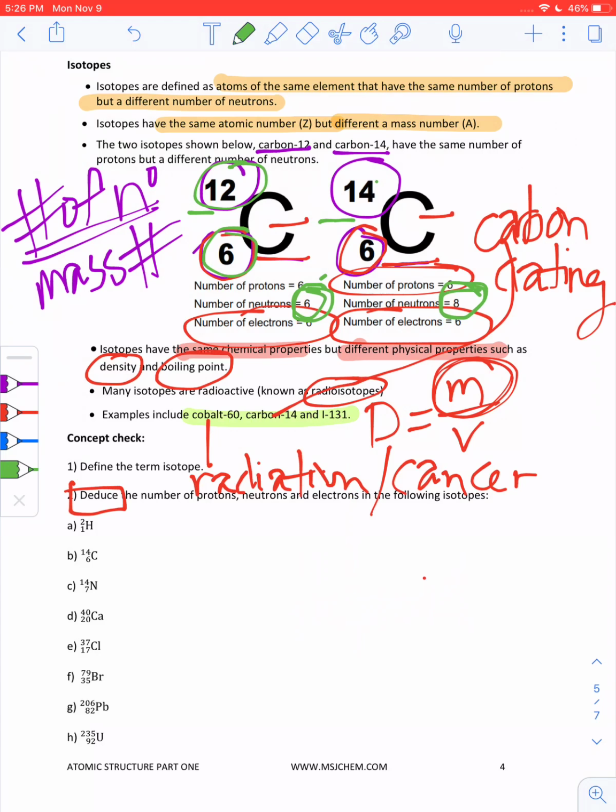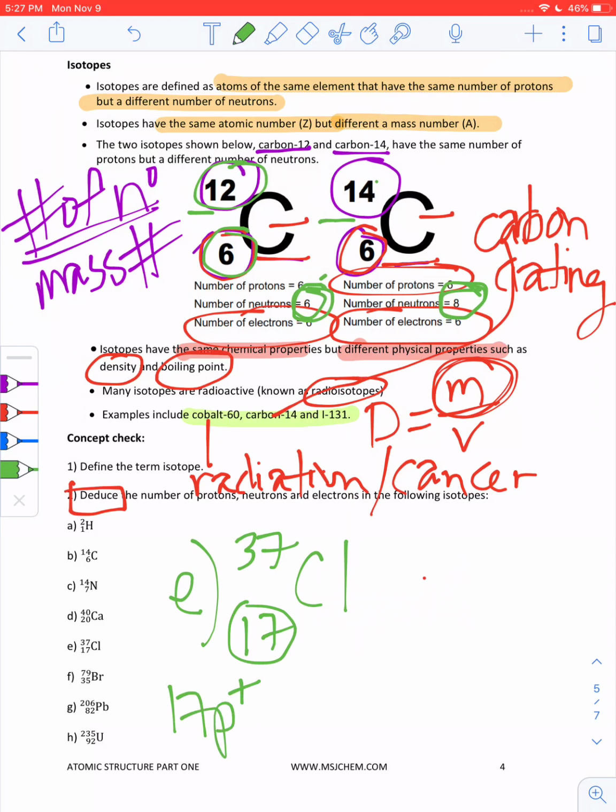On this one, let's look at letter E. Okay, so letter E, I'm going to write it a little bigger. So it's 37, 17, and Cl. So Cl is chlorine. Now, if I want to find the number of protons, that's always the easiest one to do because it's always going to be this atomic number right down here. So this one has 17 protons, and P+ is the symbol, the abbreviation for proton.